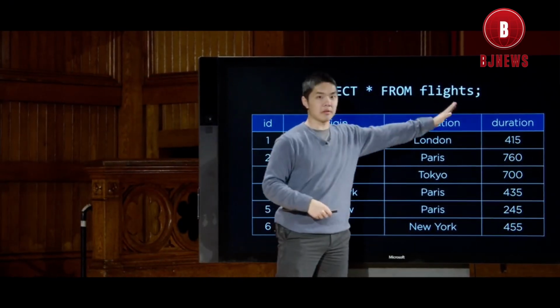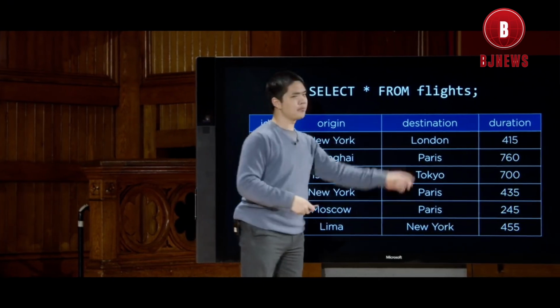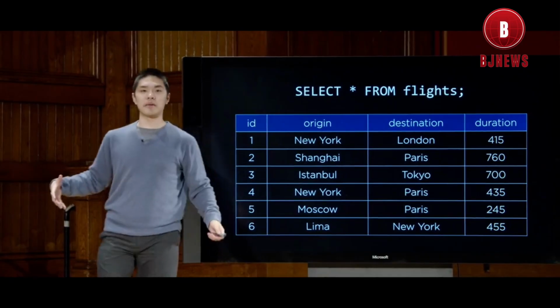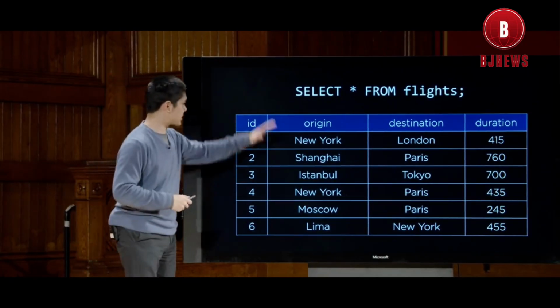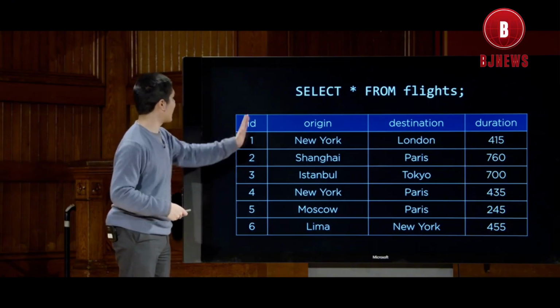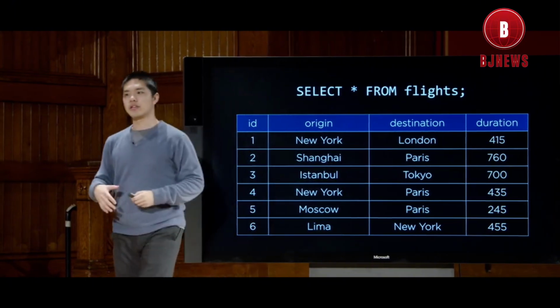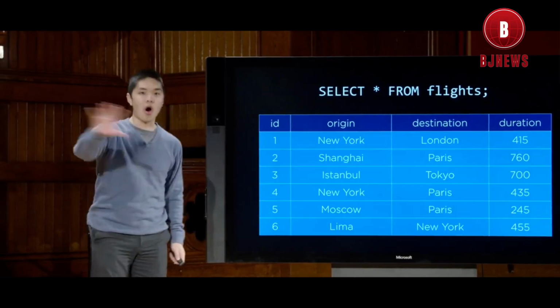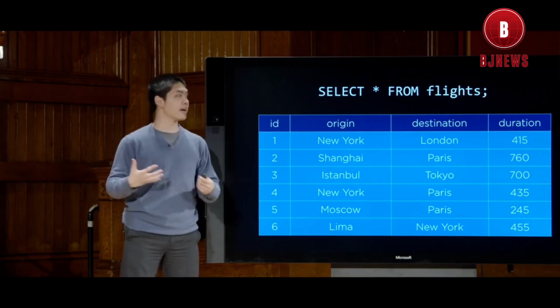Select from flights means I want to select data from the flights table. And this star is a wildcard that here just means select all of the possible columns that you can. And so if this is my table of flights, where each flight has an ID, an origin, a destination, and a duration, then select star from flights will select all of that data. All of the rows and all of the columns are going to come back to me.